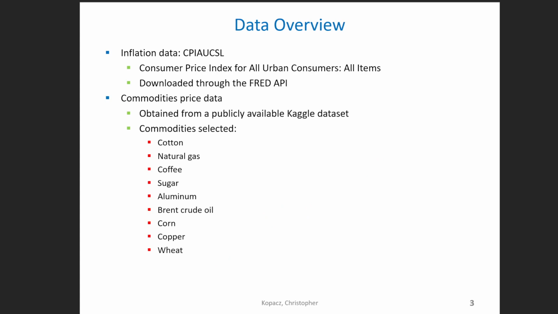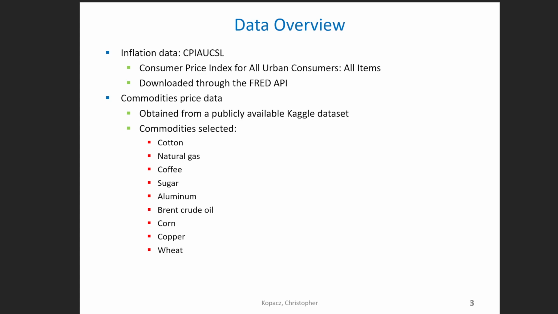There are two primary data sets used in this analysis. First is CPI, which comes from the FRED database, specifically the CPIAUCSL data. This measures consumer prices for urban consumers across all items for a number of different goods and services such as housing, clothing, food and beverages, education, and medical costs. And this data is produced by the Bureau of Labor Statistics.